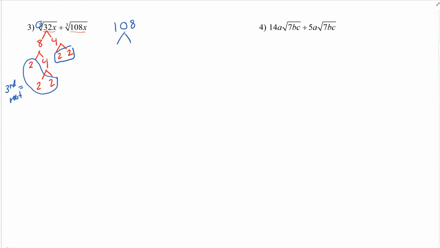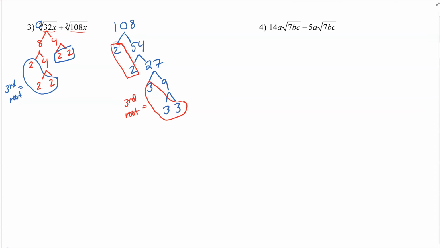So 108, I'm thinking maybe I'll just start dividing that by 2 since this is even, and that's 54. And then 54 can break into 2 and 27. And then 27 can break into 3 and 9, and 9 can break into 3 and 3. So yeah, I see a perfect third root right here with the 3 3s. And then I see again two factors of 2. That's not enough to make a third root. So those will have to stay under the cube root sign.